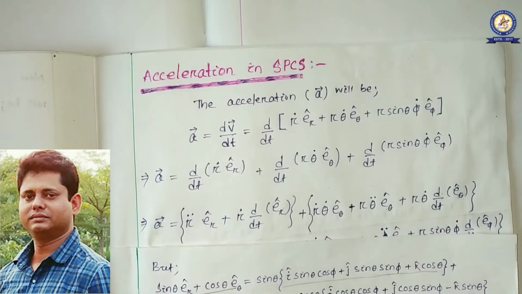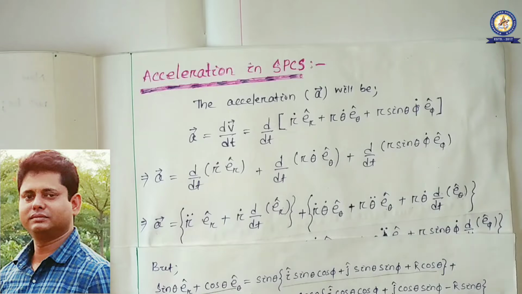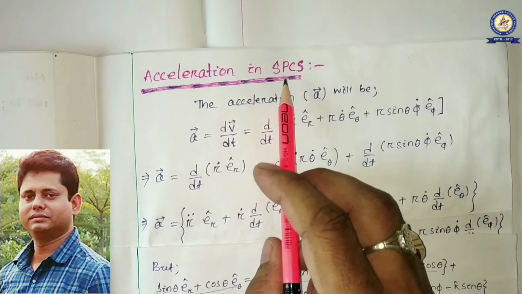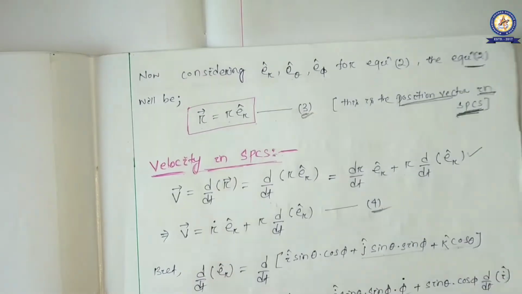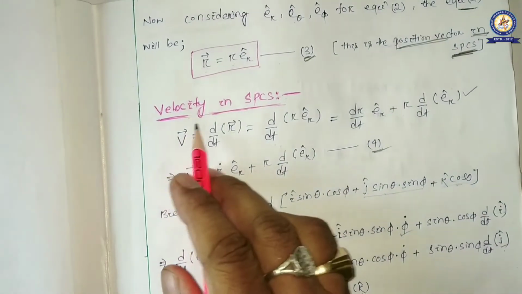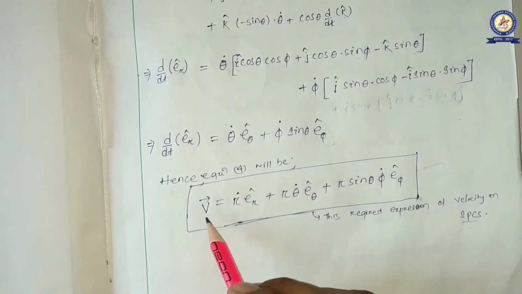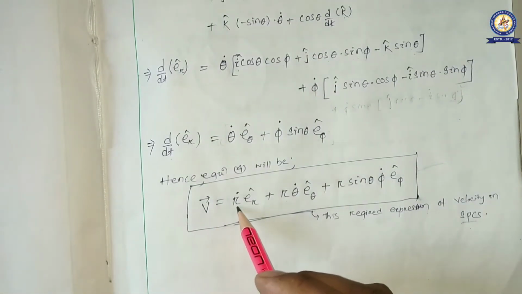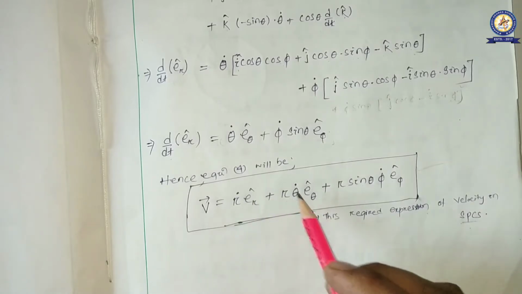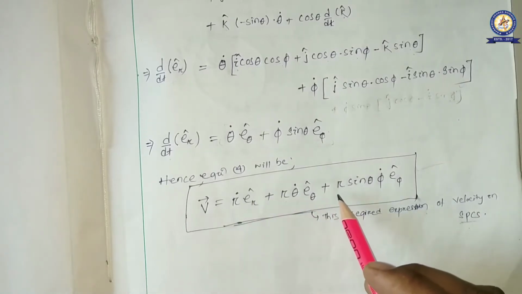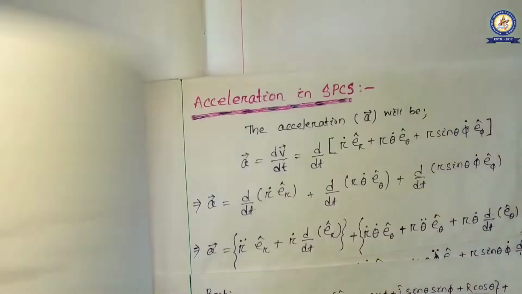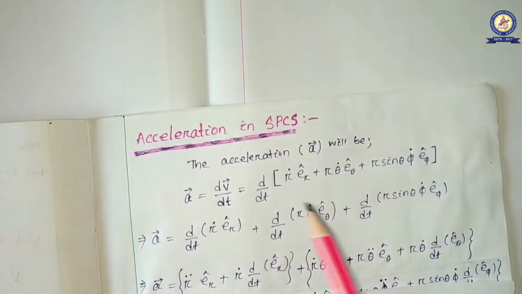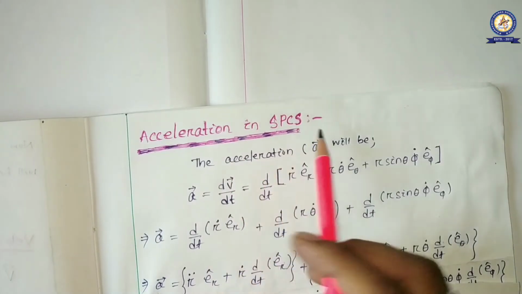In this class, we are going to discuss acceleration in spherical polar coordinate system. In our last class, we discussed in detail velocity in spherical polar coordinate system. That is, we found that the velocity expression is r dot e_r cap plus r theta dot e_theta cap plus r sin theta phi dot e_phi cap. So in this class, we are going to discuss acceleration in spherical polar coordinate system.